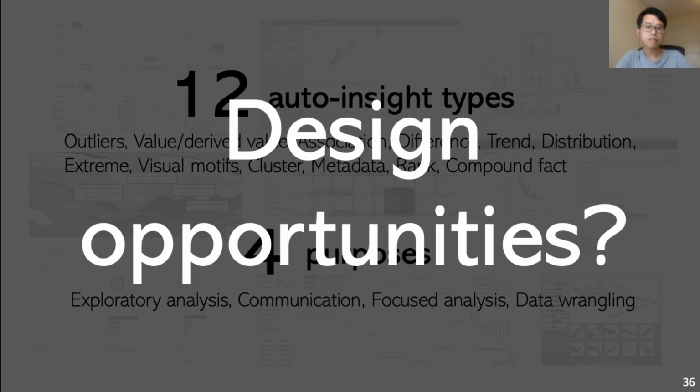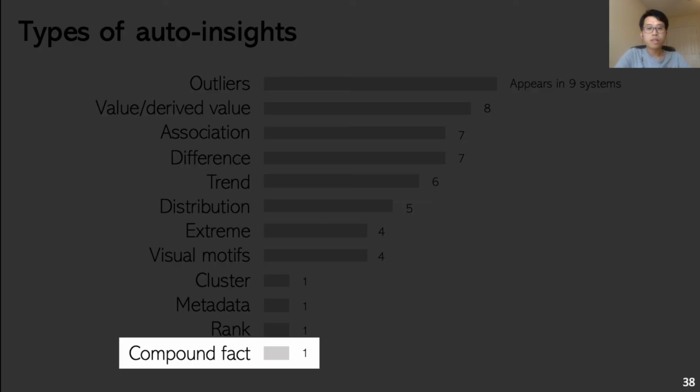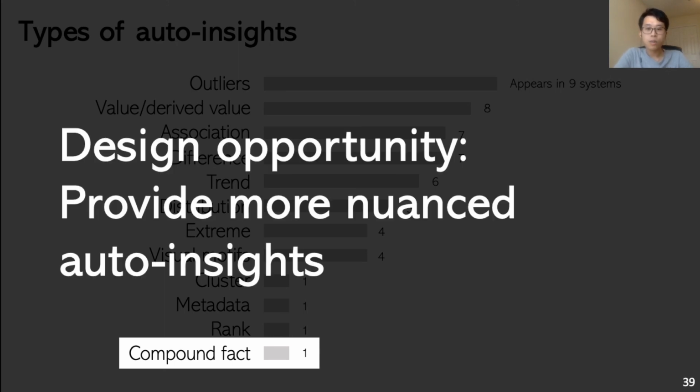So, what are the design opportunities? If we look at these types of auto insights again, we can see that not many tools support compound facts, or in other words, facts that contain multiple facts. So future auto insight tools could provide more nuanced auto insights by merging different pieces of information and using more sophisticated generation logics.